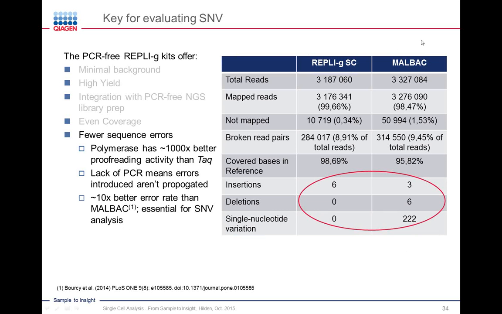Depending on how you're doing your PCR-based method, if you're using a really good high-performance polymerase to do the PCR, you may get 10 times more errors. In this example, we see 40 times more errors with the PCR-based method than with REPLIg. And this is at similar sequencing depth, similar percentage of mapped reads. So if you're doing single nucleotide variation detection, you definitely want to pay attention to the method you're using for whole genome or whole transcriptome amplification.